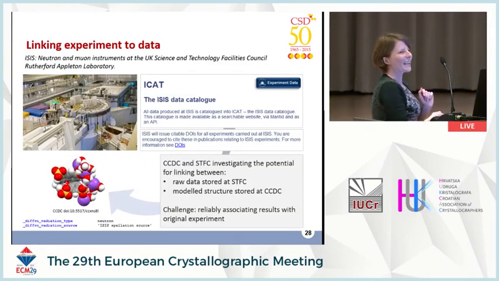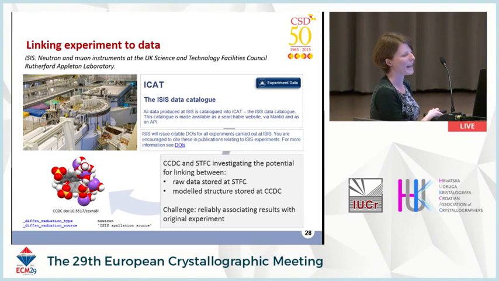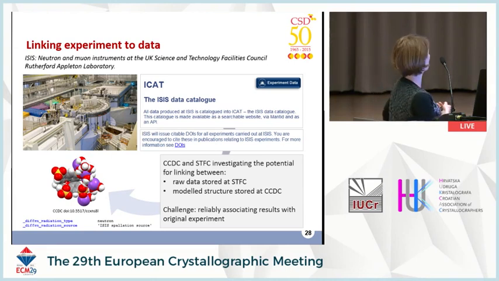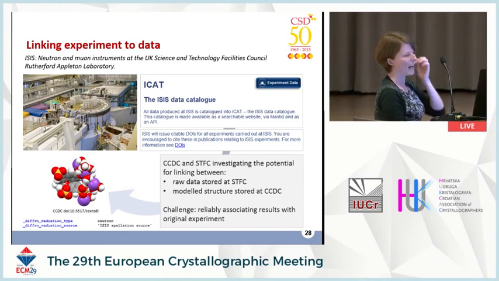So a second call out for Brian's talk next, and I think he's going to mention ICAS in that talk, is an investigation that we did last year about trying to link between the raw data stored at STFC and the model structure stored at CCDC. So we looked at publication DOIs in the two systems and see if we could match the data, and we also looked at some of the metadata contained in the CIF. I think we could find some matches, but I think we need to have a more systematic approach to match raw data and model structures in the future.